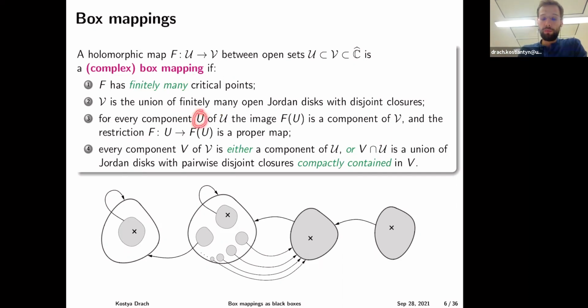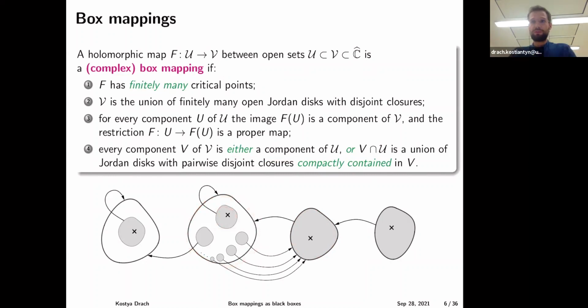Third, the restriction from any component U of curly U to its image is a proper map, some branched covering or univalent map. And finally, if I pick any component V of curly V, and if I pick a component U of curly U, then they either do not intersect, or they coincide, like in this situation, or this component of U is compactly contained in the component of V.